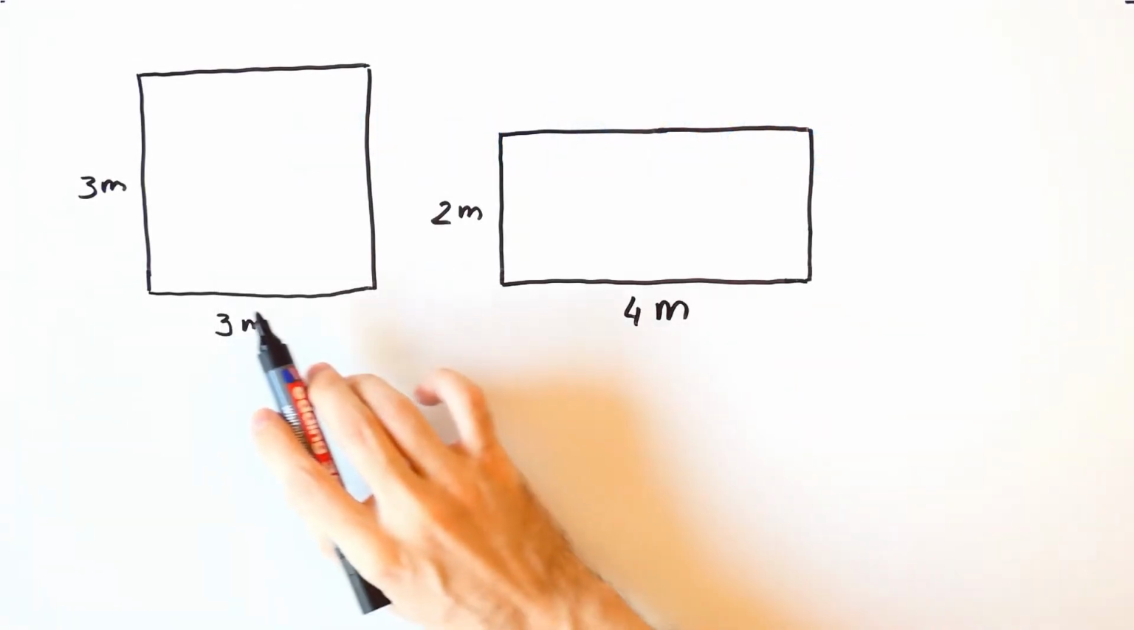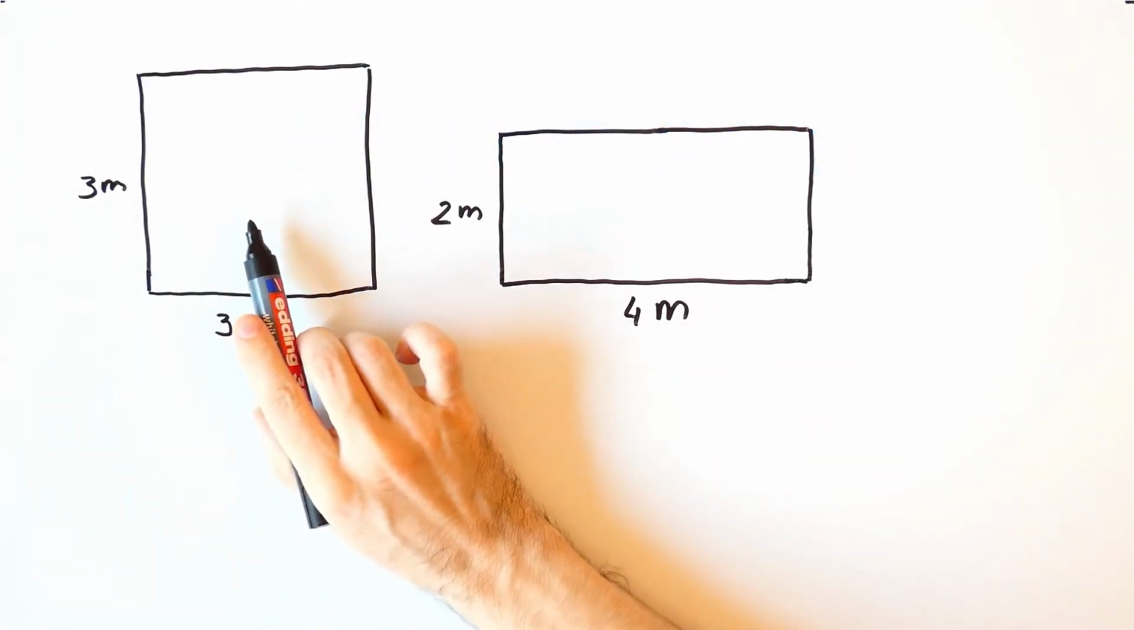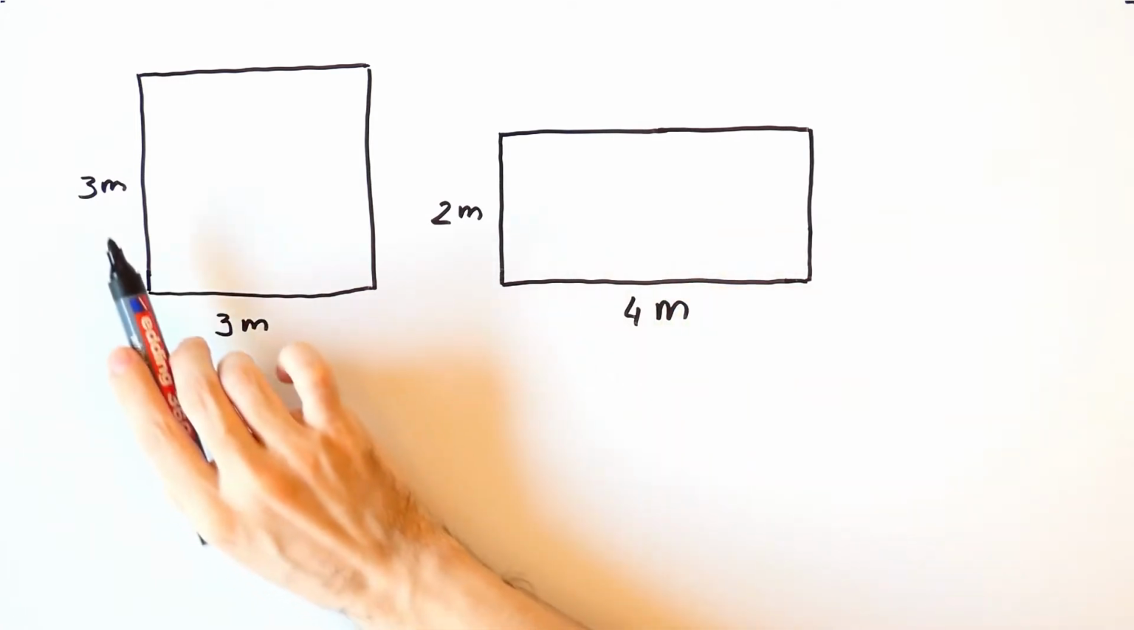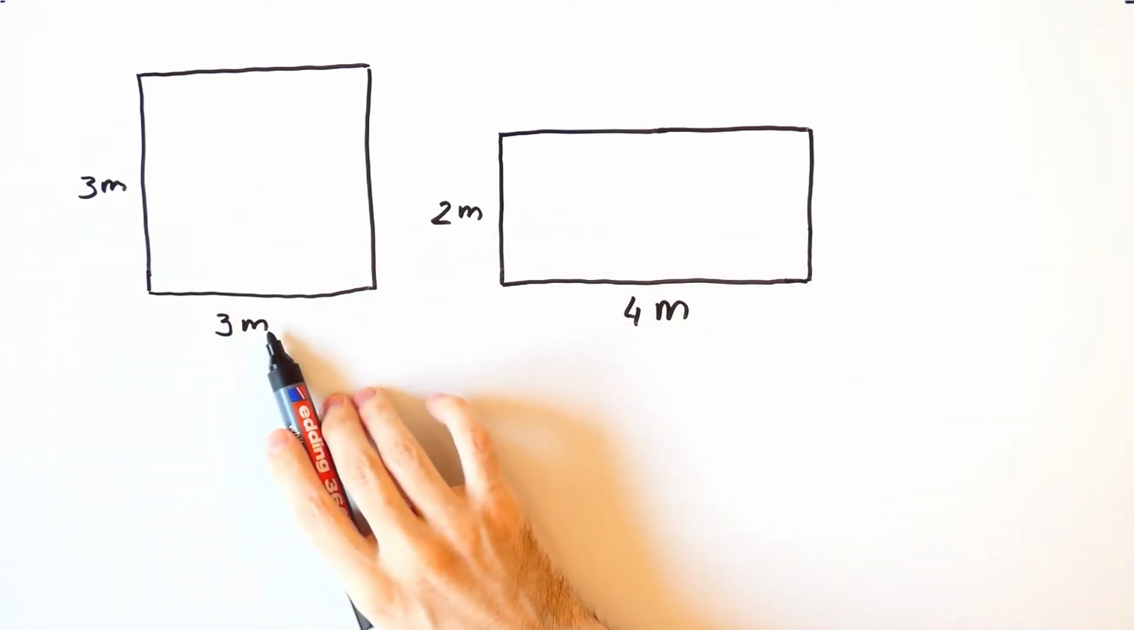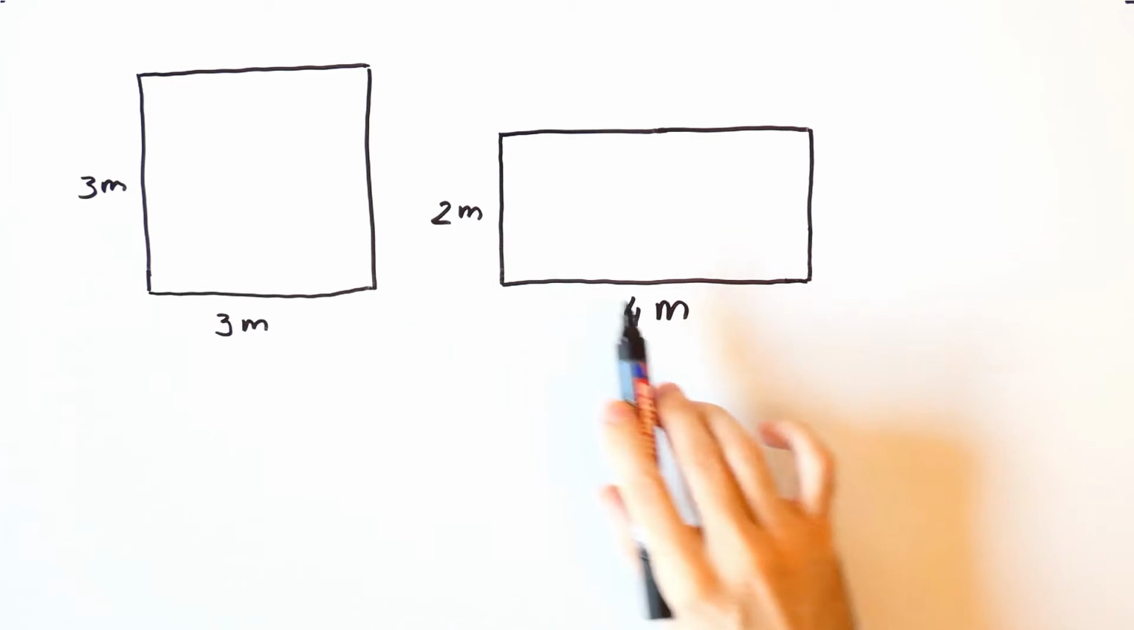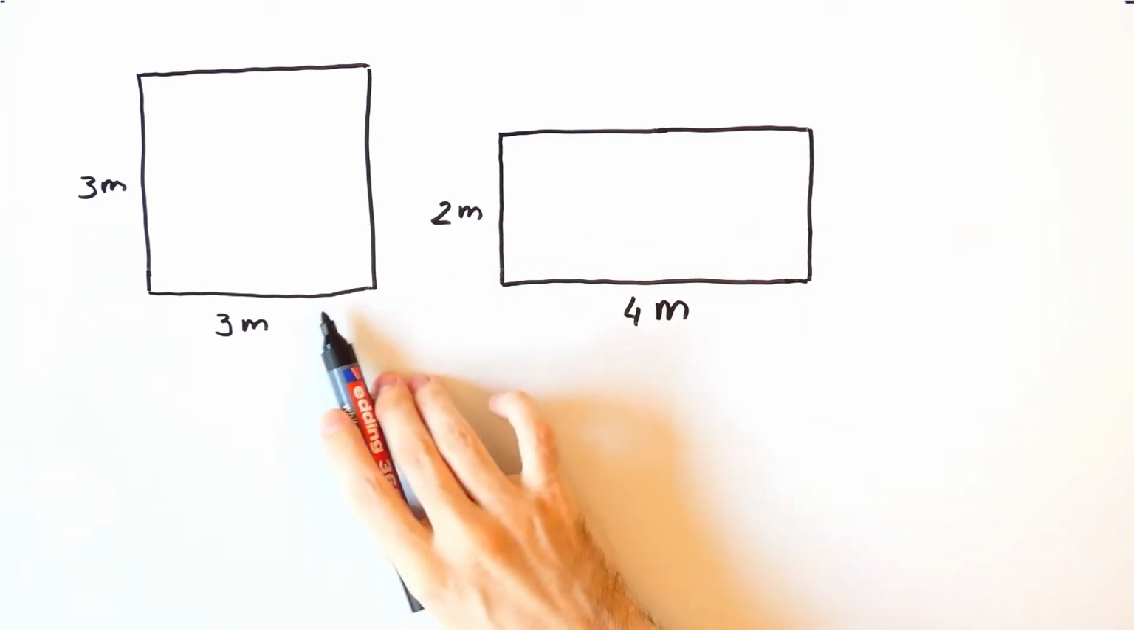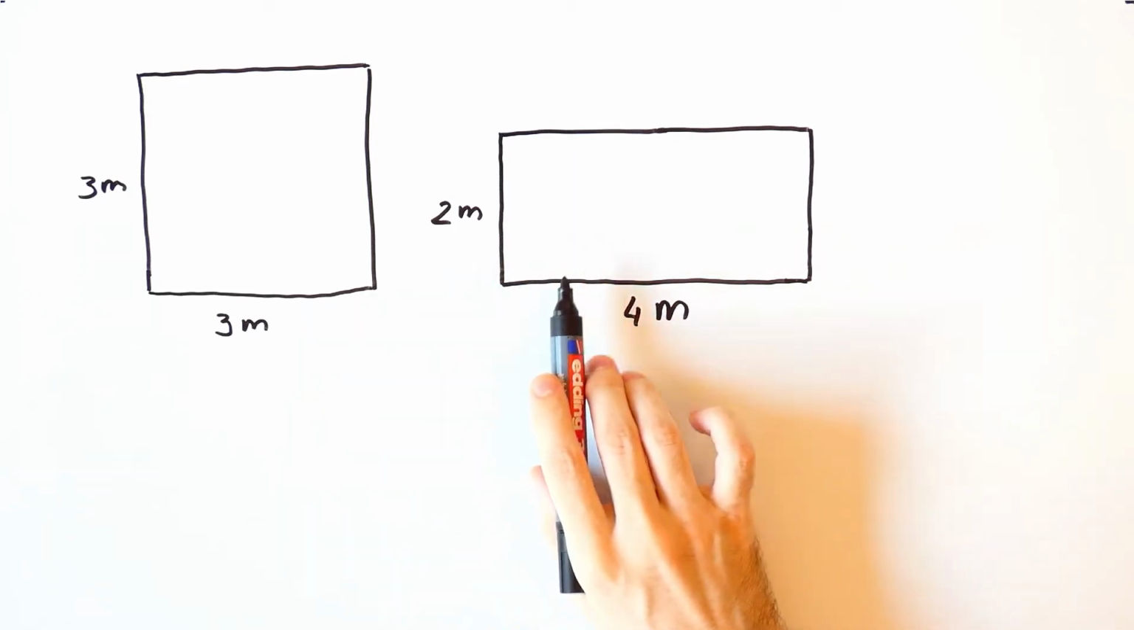Let's start with this problem. Suppose we need to paint two walls. One is 3 meters tall and 3 meters wide, while the other is 2 meters tall and 4 meters wide. For which of these two walls do we need more paint?